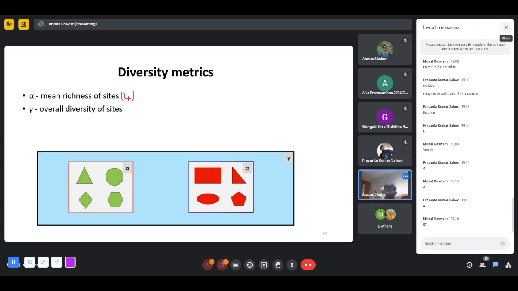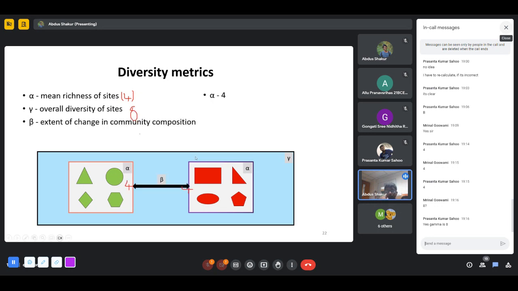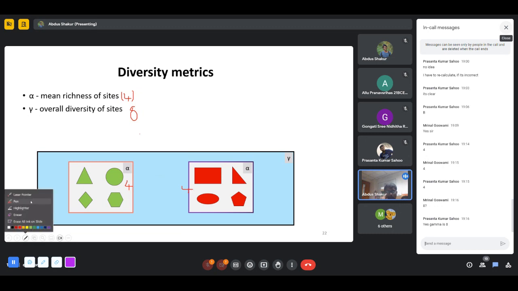So the answer is you're right. The answer is 8. Sorry for the messy way the 8 is written. The answer is 8 because there are four species here, and then there are four species here, which makes the total species 8 present in the whole forest plot we are discussing.